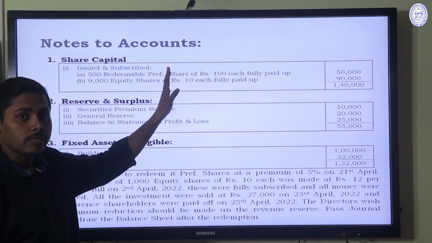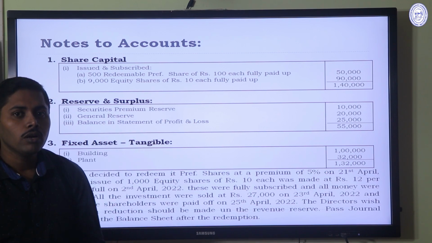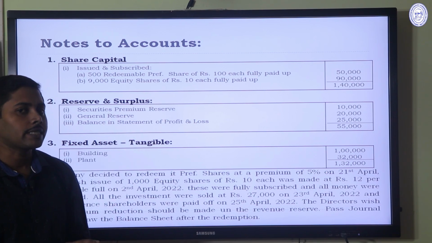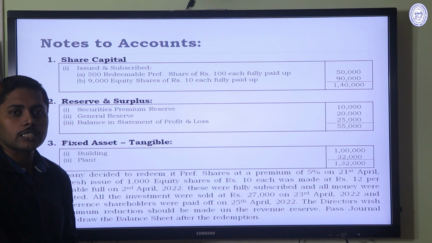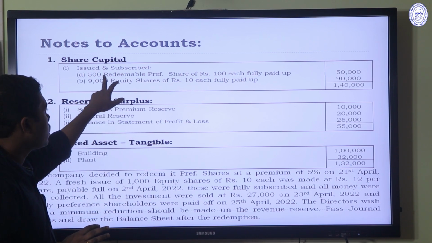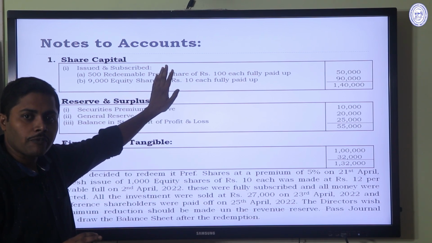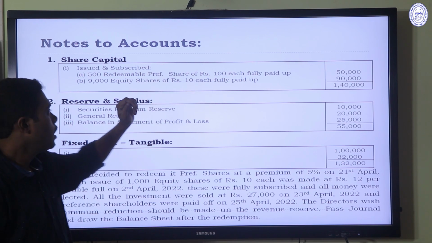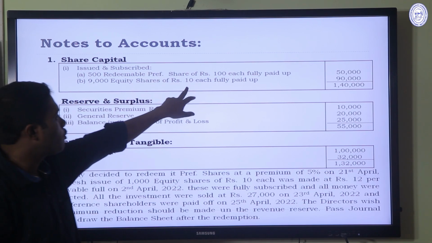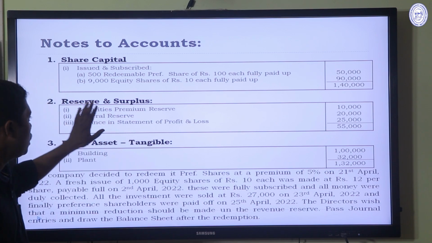The interesting part, that I have already told you, unless and until it is fully paid up, it cannot be redeemed. So, the first provision has been complied with, that redemption can be done for this preference share as it is fully paid up. It has 9,000 equity shares of rupees 10 each fully paid up.